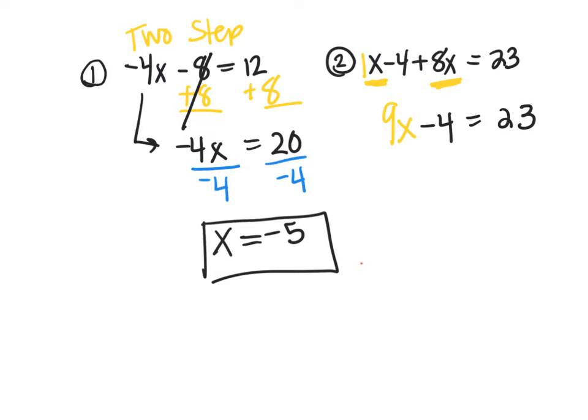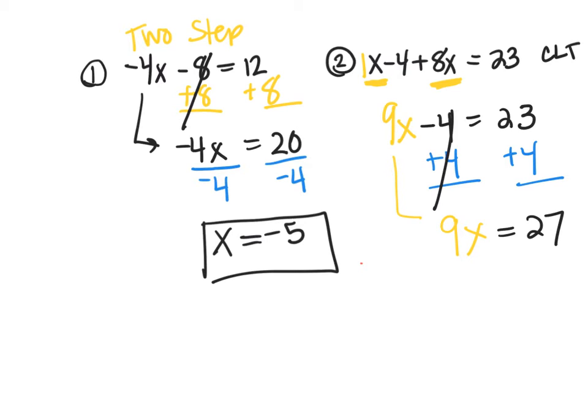And now what we have after we went through and did that combining of like terms is a two-step equation. So I see the minus 4 next. I'm going to add 4 to both sides. And then what I will need to do is drop down this 9x. The negative 4 and the positive 4 cancel out. Over here, I'm going to add together the 23 plus 4 to get 27.